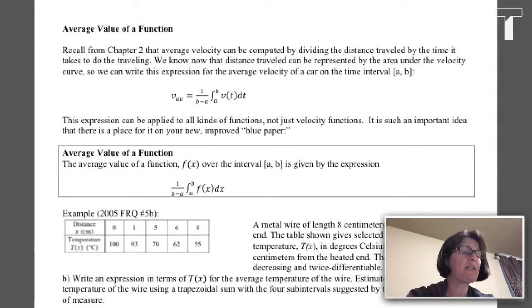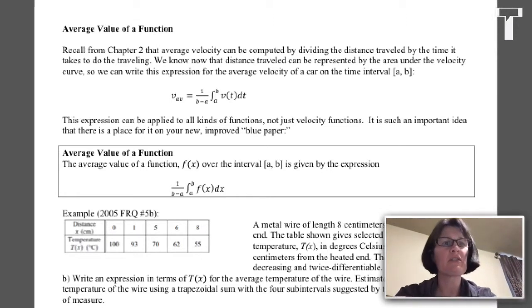Next important idea in 5.3 is the idea of the average value of a function. So think back, we talked about computing average velocity. That's the distance you travel divided by how long it took you to get there. And then we learned that distance traveled could be found by the area under the curve. So check out this expression.